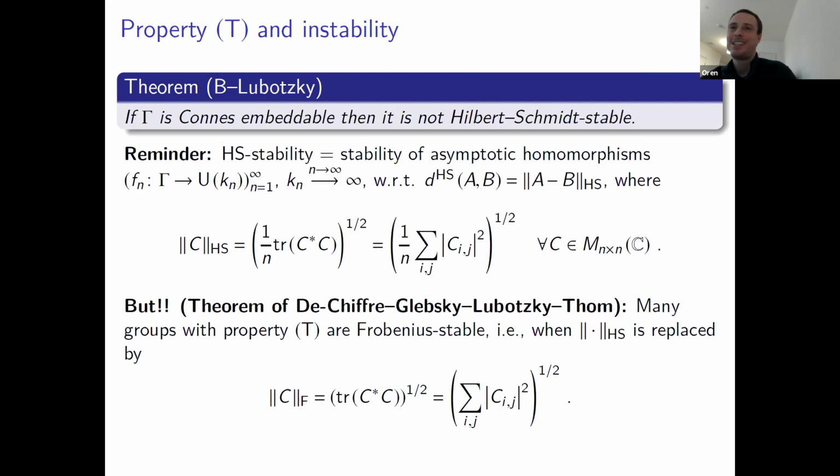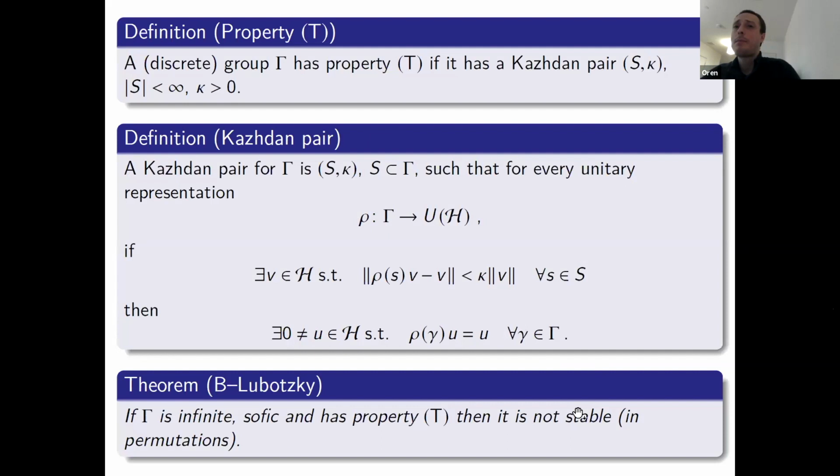Okay, I'm coming back now to this theorem that appears at the bottom of the slide that I mentioned before, about stability in permutations and property T. But before that, let me remind you what property T is, at least one definition of property T.